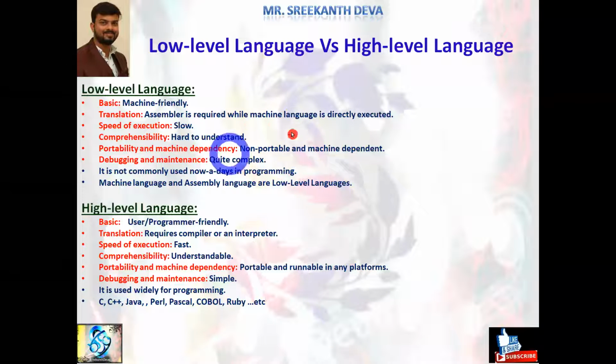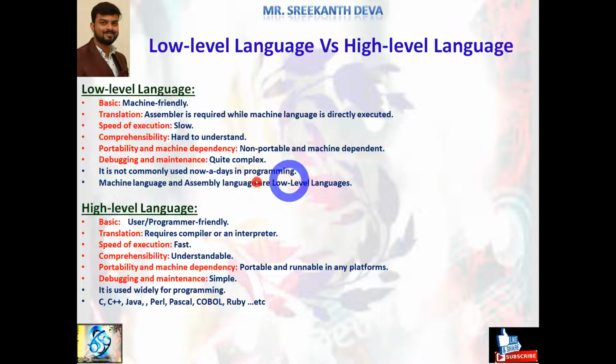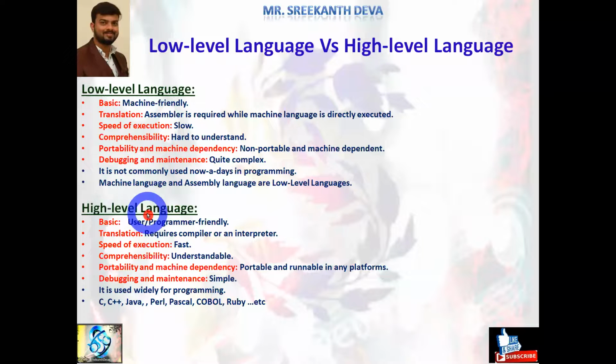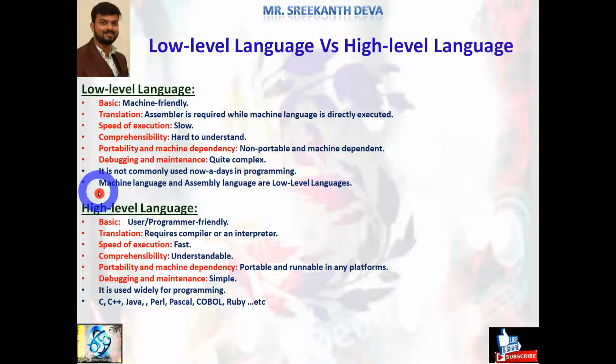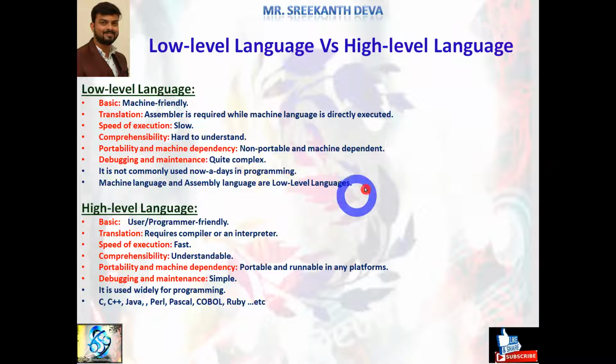These first and second generation languages are not commonly used nowadays, but third generation languages onwards, like third generation, fourth generation, fifth generation, these high level languages are widely used for programming. The best examples of low level languages are machine language and assembly language.